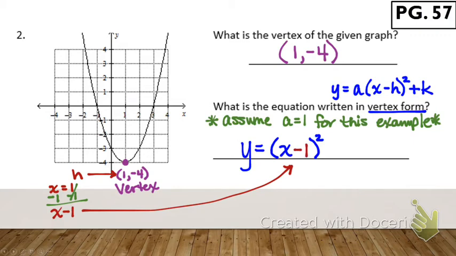Because remember, what I see in here is the opposite. What would go on the end? Minus 4. This is my k value, and I just lift it straight from here.